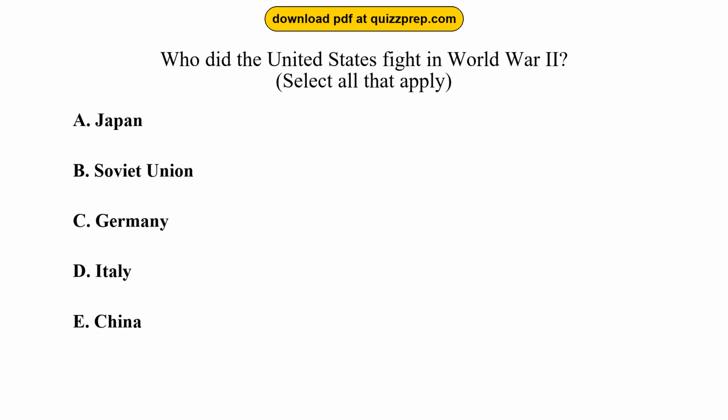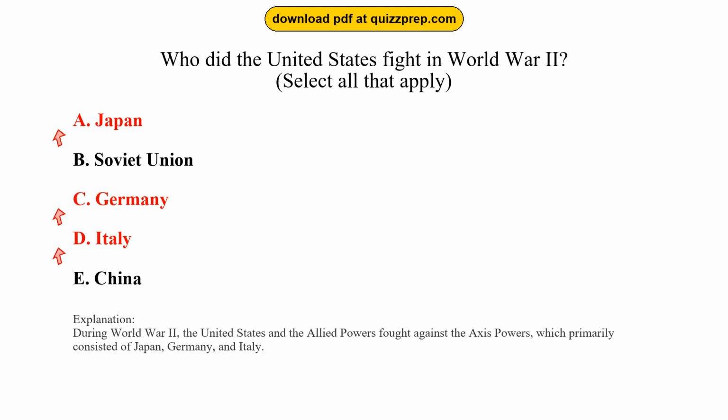Question 77. Who did the United States fight in World War II? Option A, Japan. Option B, Soviet Union. Option C, Germany. Option D, Italy. Option E, China. The correct answers are options A and C and D. Japan, Germany, Italy. During World War II, the United States and the Allied powers fought against the Axis powers, which primarily consisted of Japan, Germany, and Italy.